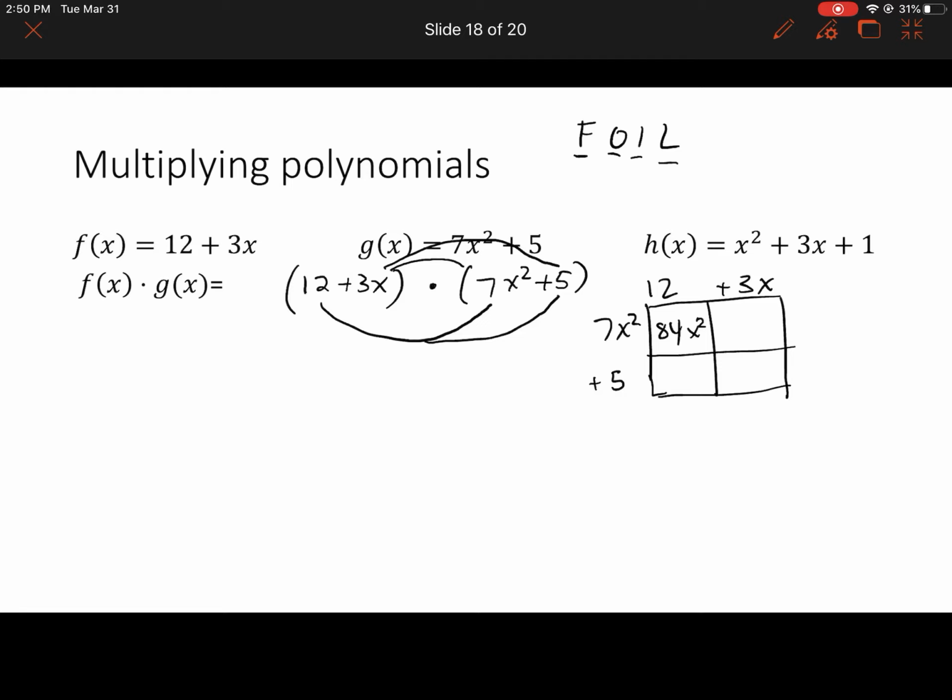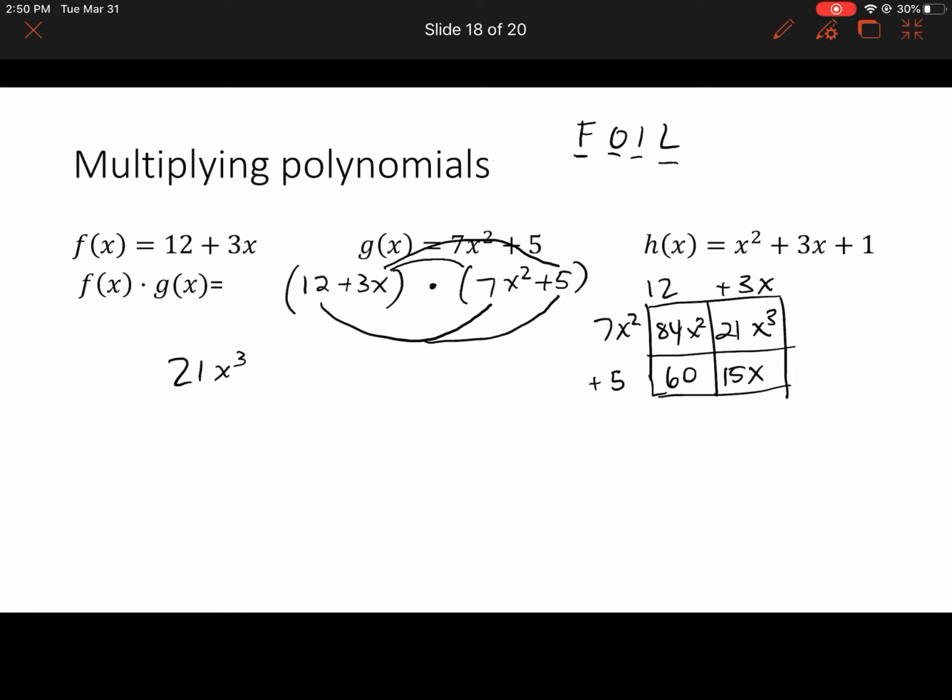Then we have, I'm going to move over to the top right corner, 7 times 3 is 21. X squared times x, well, that's going to be 3 x's, so that's going to be x cubed. Then we have 12 times 5, that's going to be 60. And finally, 3 times 5, which is 15. Since there's one x, we'll write it down, 15x. All right, so the highest term here is actually going to be that 21x cubed.